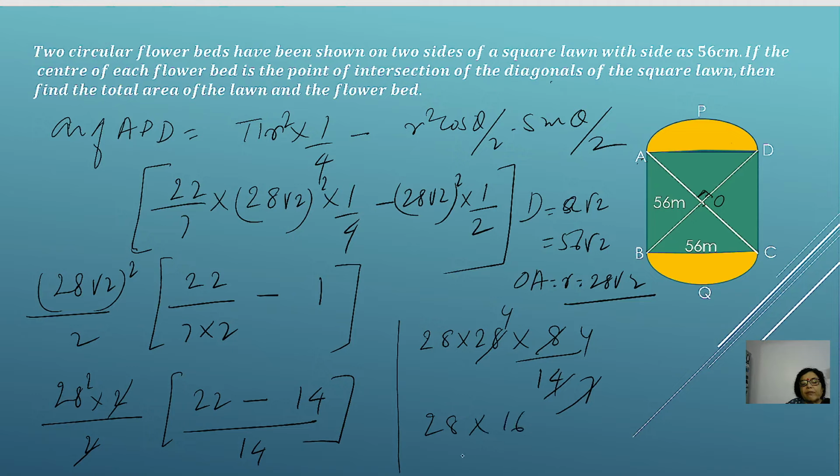This is for one flower bed. 28 into 16 is the area of one flower bed. So multiply it by 2 to get the area of the second flower bed also. So the area of the two flower beds will be given by 28 into 32. And to this we add the area of the square lawn, that is equal to 56 square.